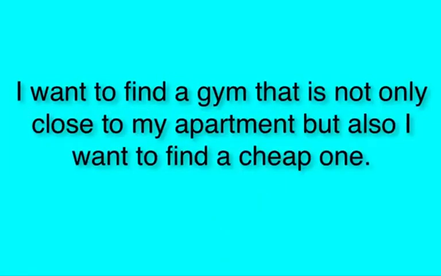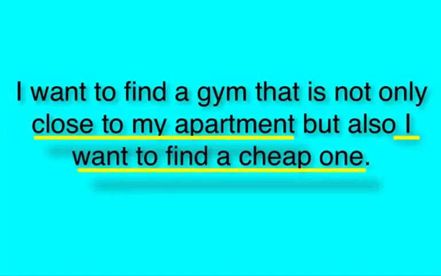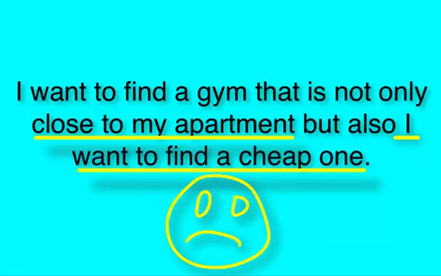Let's look at an example that does not have parallel structure. I want to find a gym that is not only close to my apartment, but also I want to find a cheap one. We have the connectors not only and but also. Remember that whatever follows those 2 connectors needs to be the same grammatical structure. Close to my apartment is an adjective phrase. I want to find a cheap one is an independent clause. So those are not the same structure.